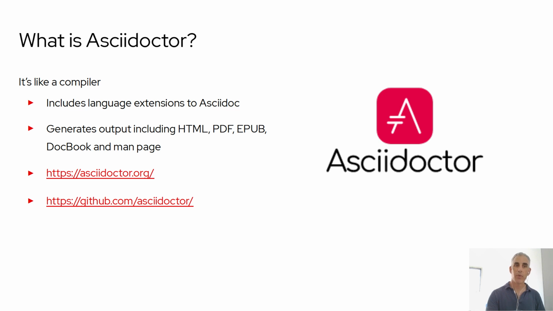It generates output, including HTML, PDF, EPUB, DocBook, and ManPage. And there's a couple of links here so you can see even more. There's the AsciiDoctor website, which, by the way, includes the documentation for AsciiDoc. And here's also a link to their GitHub repo.